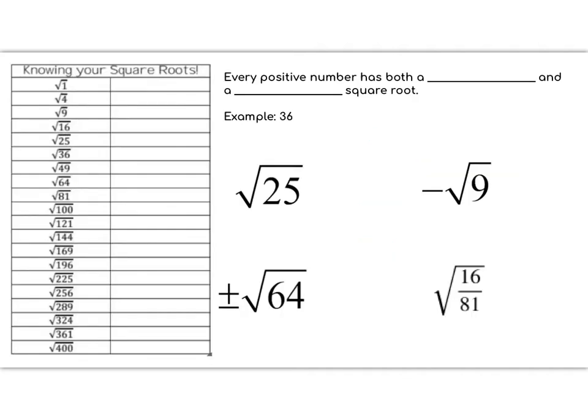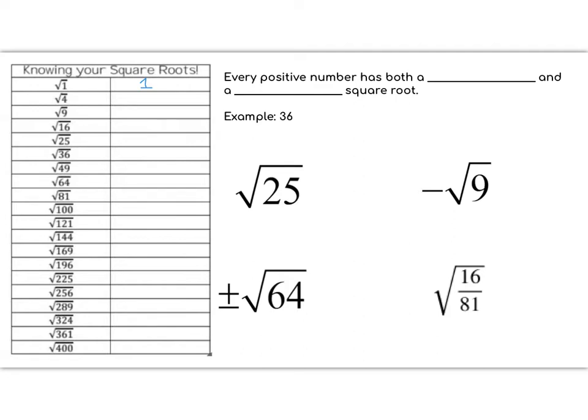So we're going to look at this chart. We're going to fill out the square roots of these numbers. This is going to be very simple. Once we get going, you will fill it out on your own. So the square root of 1 means the area of the square is 1. And if the area of the square is 1, what is the side length? Well, 1 times 1 equals 1. So the side length of that square would be 1.